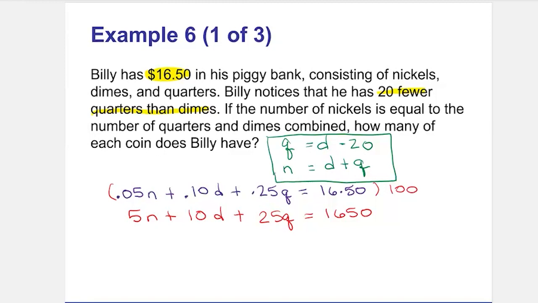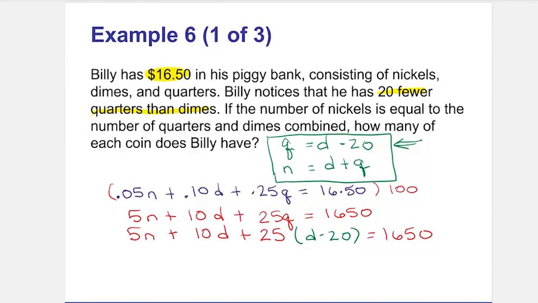So let's see what I can do here. I need to eliminate something. So I know that Q, the quarters, is equal to dimes minus 20. So let's start there. So I have plus 10 dimes plus, now for the quarters, I'm going to say 25 times, and I'm using Q equals D minus 20. And I say that's equal to 1,650. Okay, so hopefully that makes sense.